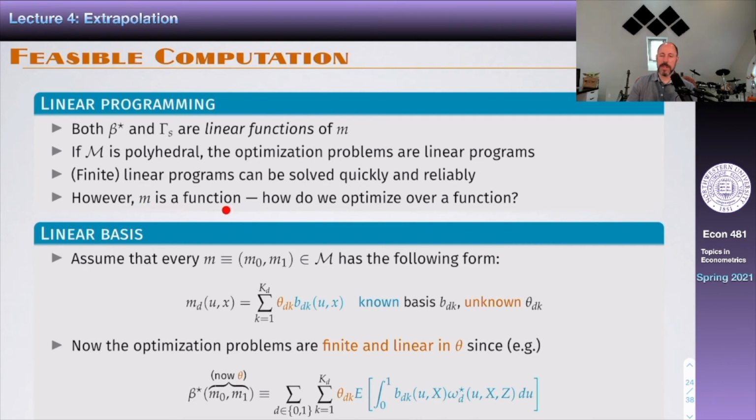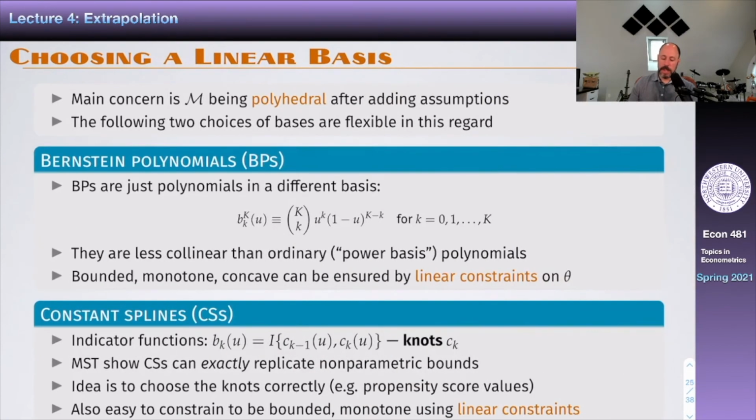Well, we're going to parameterize this function in a way that we believe is flexible. One way of doing that is using, for example, linear bases. Okay, so in this case, I'm just going to write M(D,U,X) as something like this, where these B's here are known bases, and now the thetas here are the unknown parameters. So now when we write beta star of M0, M1, the parameter is just theta, and this is linear in theta, finite dimensional and linear. So now we can write this as a linear program. Okay? This is one way of doing it, but there are other ways.